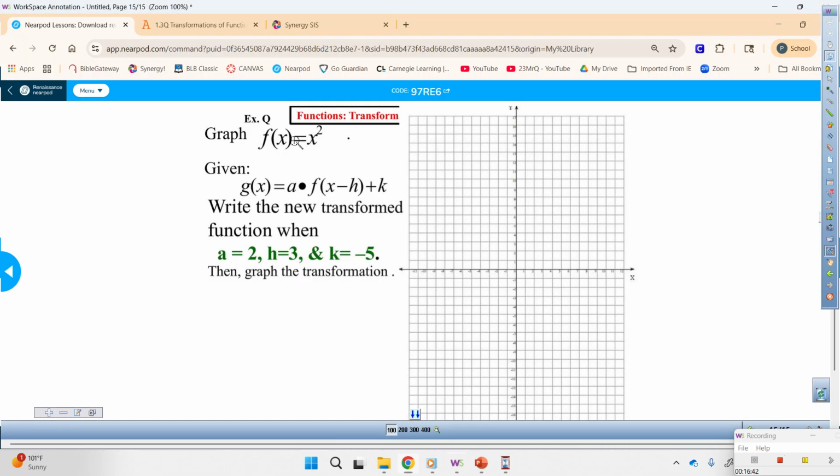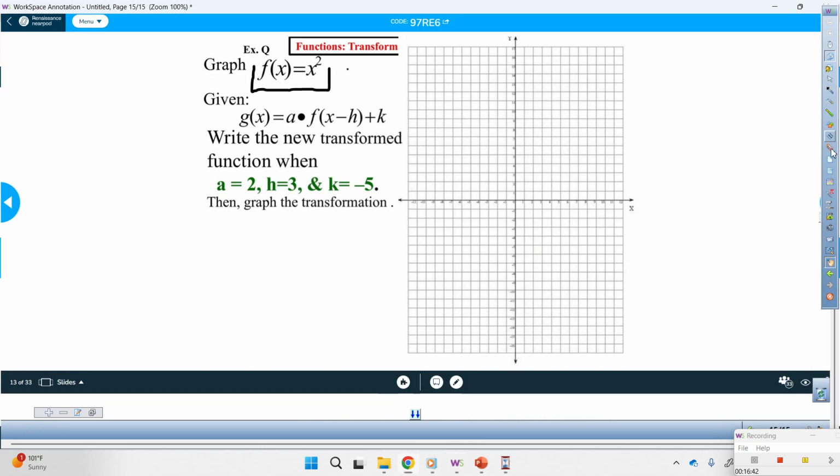Here we go. It says, graph f of x equals x squared. By now we know how to graph that without a table. Remind your neighbor how to graph this without a table. I'm going to do that one in black. How do we graph that without a table? Remind your neighbor.